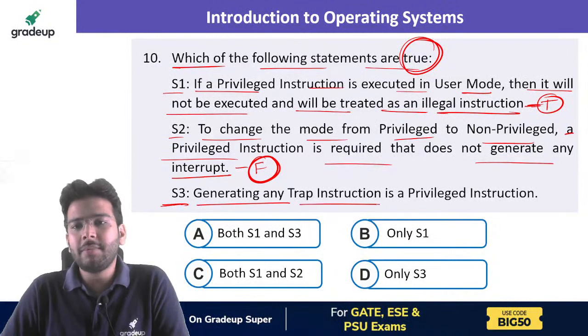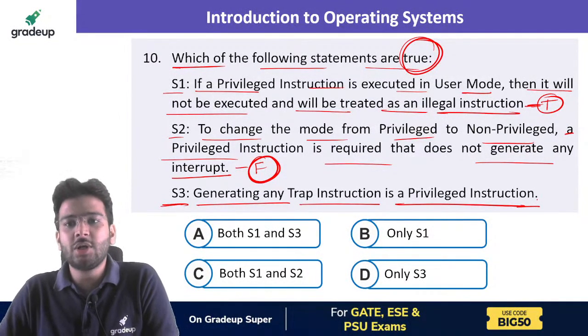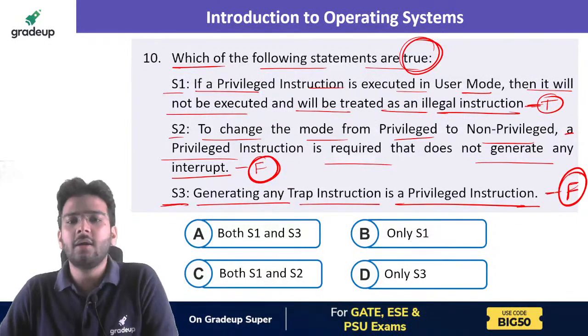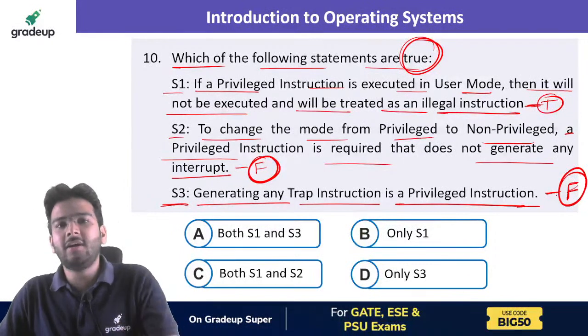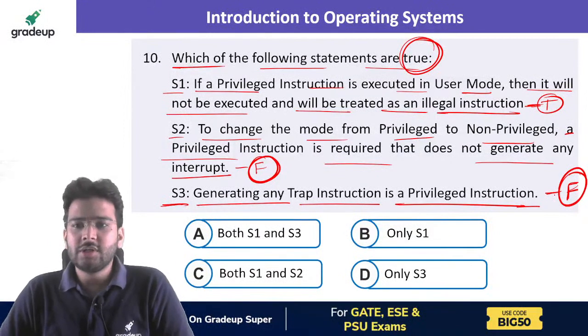Statement 3. Generating any trap instruction is a privileged instruction. No, generating any trap instruction is a non-privileged instruction. This is also false, right? Because in the user mode you generate a trap, and that is going to switch the user mode to the kernel mode, right? So this is also a non-privileged instruction. This is false.